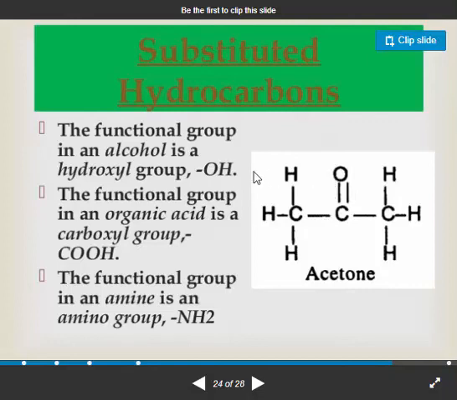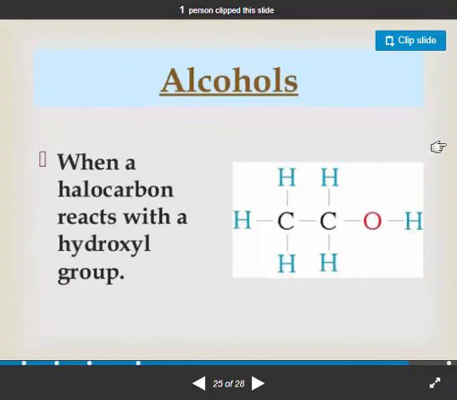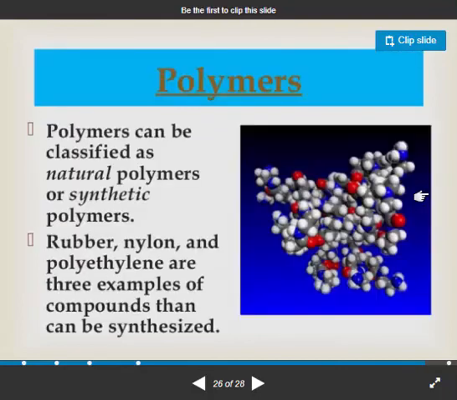A functional group in an alcohol is a hydroxyl group, which is an OH. A functional group in an organic acid is a COOH. A functional group in an amine is an amino group. So what is the functional group? It is a bond between carbon and a group that is different from hydrogen that is going to yield a new compound, and this functional group is responsible for the behavior of this compound. So for example, for the alcohol we said that the functional group is OH, the hydroxyl group, and it's responsible for the actions of alcohol.